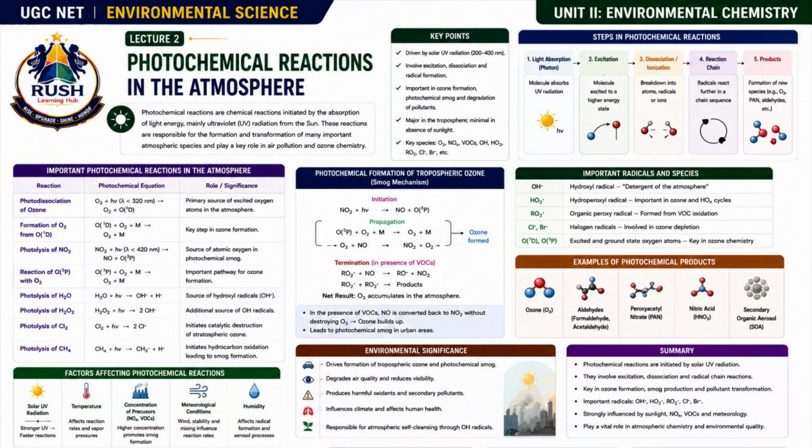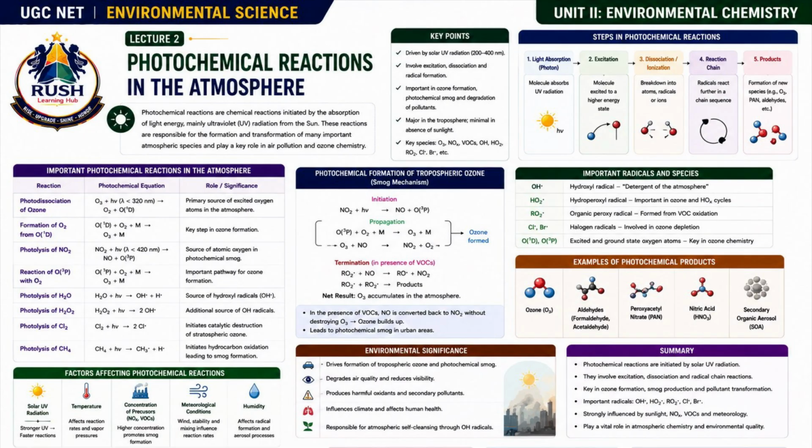The first and most important reaction involves nitrogen dioxide photolysis. Nitrogen dioxide absorbs sunlight and decomposes into nitric oxide and atomic oxygen. The atomic oxygen produced is highly reactive. It immediately reacts with molecular oxygen in the presence of a third body to form ozone. This reaction is one of the major pathways for ozone formation in the troposphere.